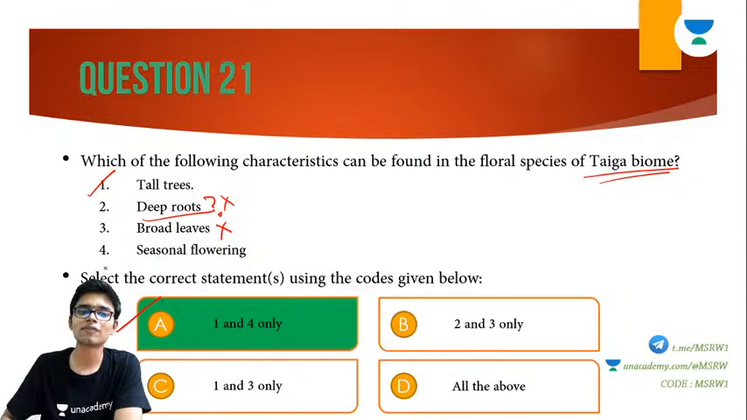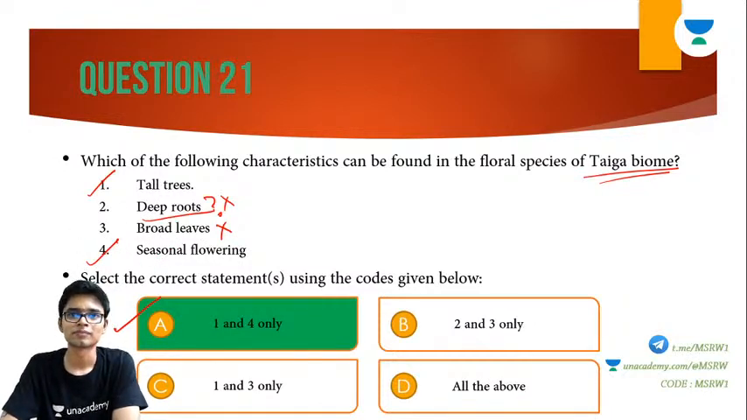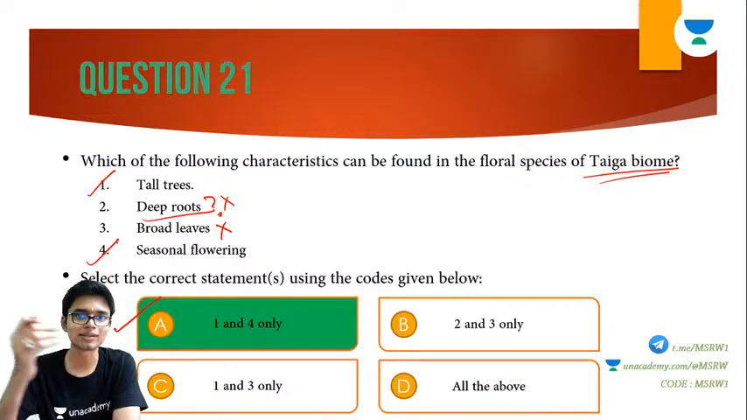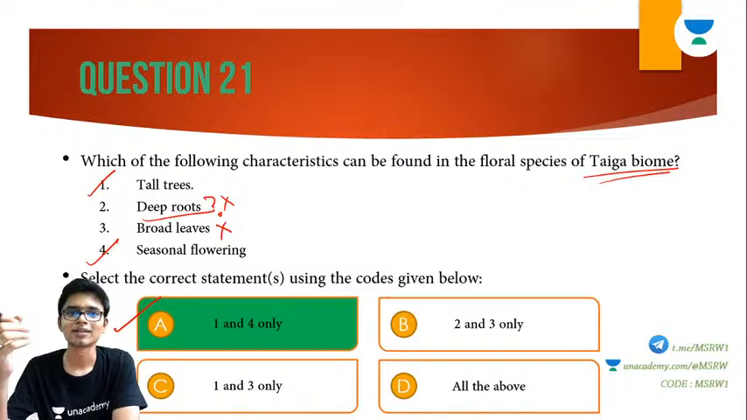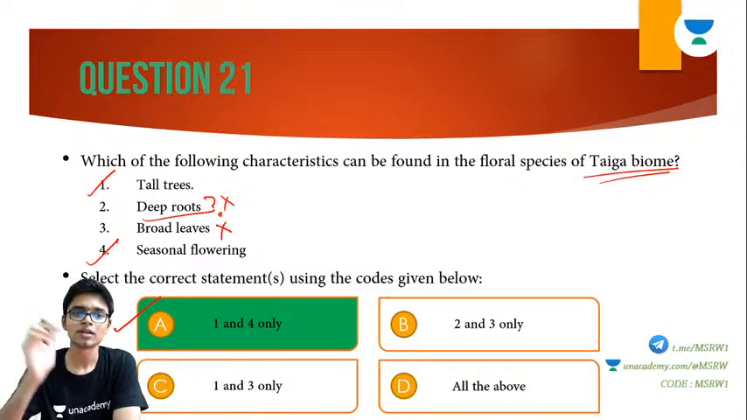Last one, seasonal flowering. Yes, during winter season there is no flowering. Vegetation happens only during summer season when the snow melts at least a bit. Clear? So seasonal flowering happens during the summer season only. So 1 and 4 are correct, 2 and 3 are incorrect. Answer is option A.